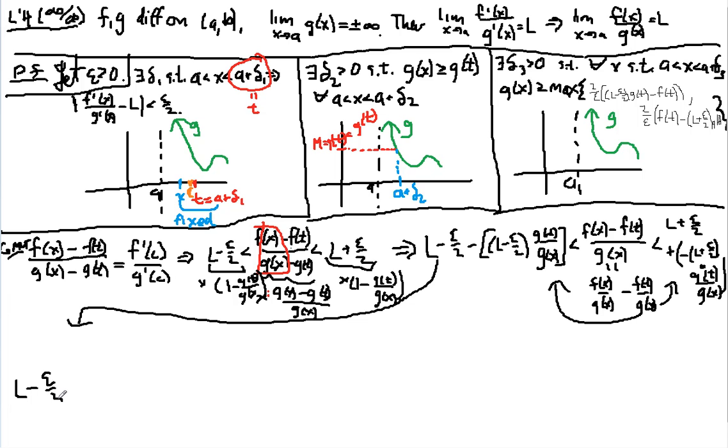Okay, so when I do that, what I get is L minus epsilon over 2 minus, there's a little bit of algebra here, but trust me, this is going to work out just fine, L minus epsilon over 2 times g of t minus f of t, because I'm adding f of t to both sides, and so I do minus, that's a plus. That's going to give me all over g of x. And I'm going to continue with this algebra in the next screencast.